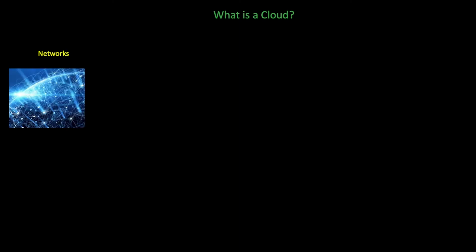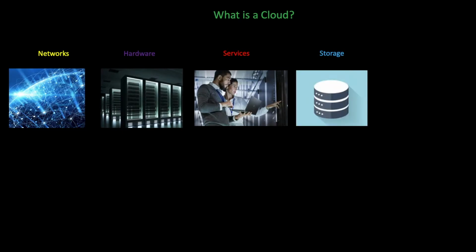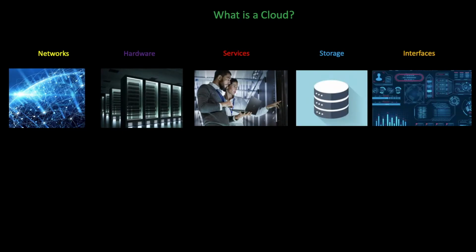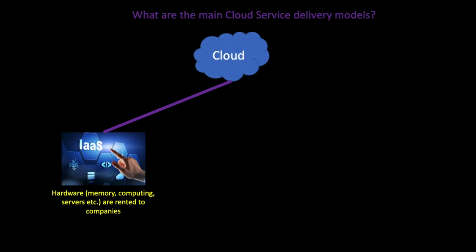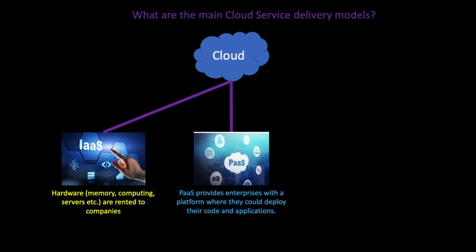What is a cloud? A cloud is a combination of networks, hardware, services, storage, and interfaces that helps in delivering computing as a service. What are the main cloud service delivery models? First of all, there's infrastructure as a service, or IaaS for short. Hardware like memory, computing, servers, and so on are rented to companies, and those companies deploy their applications on the cloud provider's infrastructure. Then there's platform as a service, or PaaS.